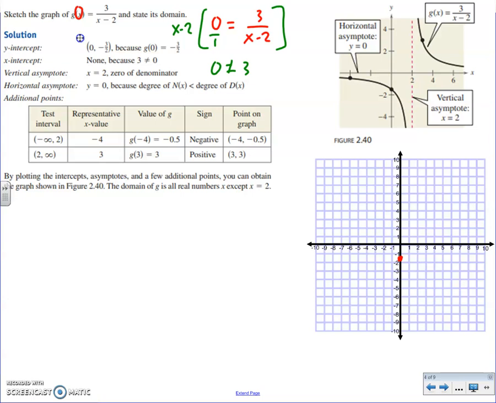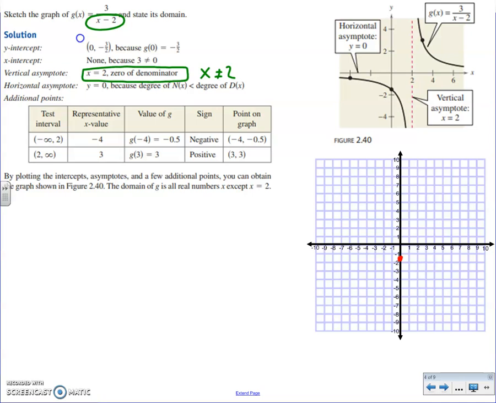Then they talk about the vertical asymptote. That comes from the denominator. So we're looking just down here. That's obvious. x cannot be 2. So that's actually the line x equals 2. That's the 0 of the denominator. So the solutions of the denominator are the vertical asymptotes, and the solutions of the numerator are the x-intercepts. All right, so I'm going to draw that dotted line at x equals positive 2.